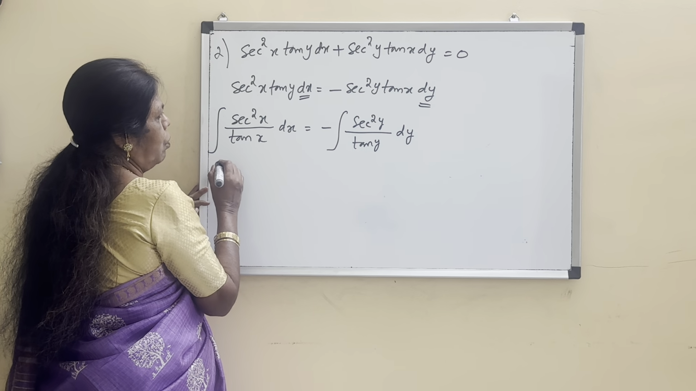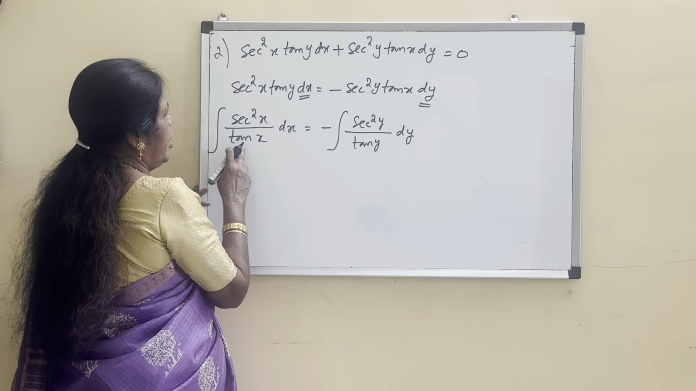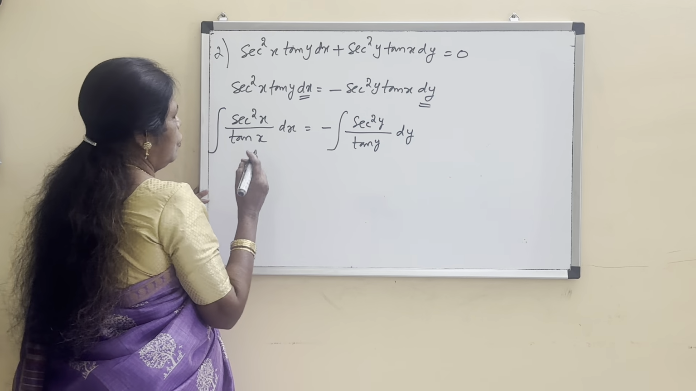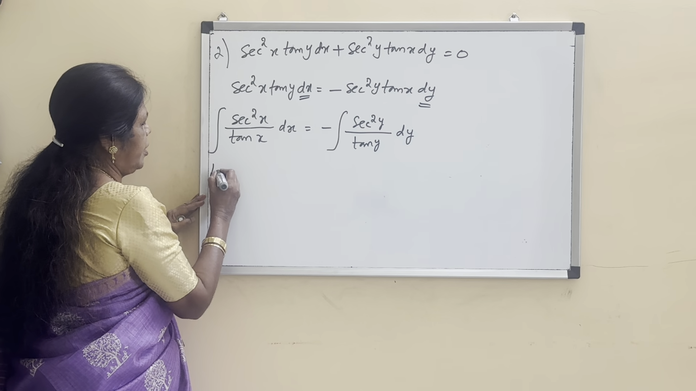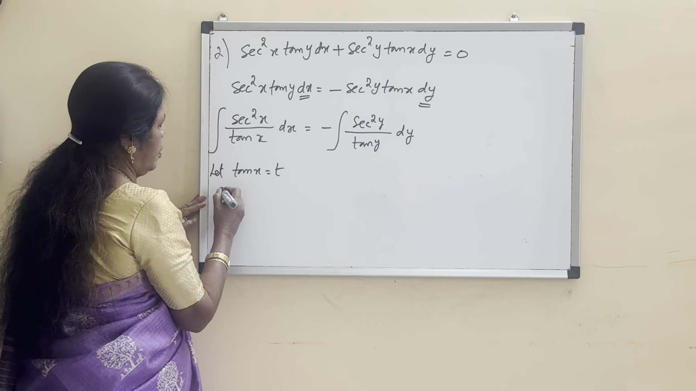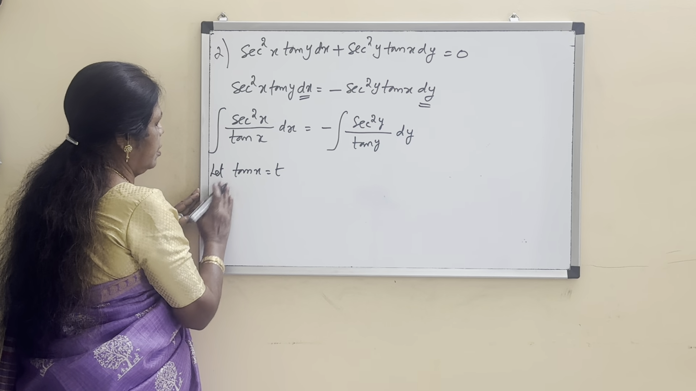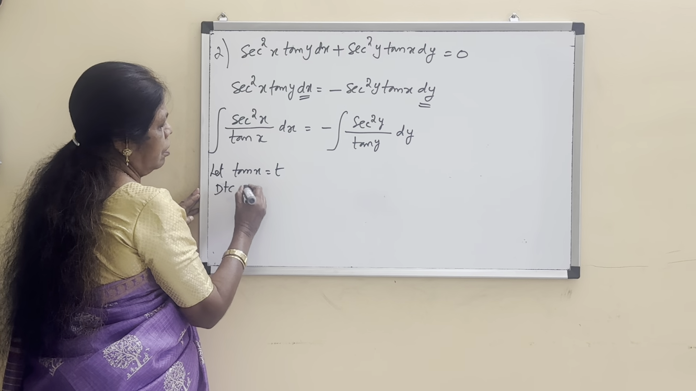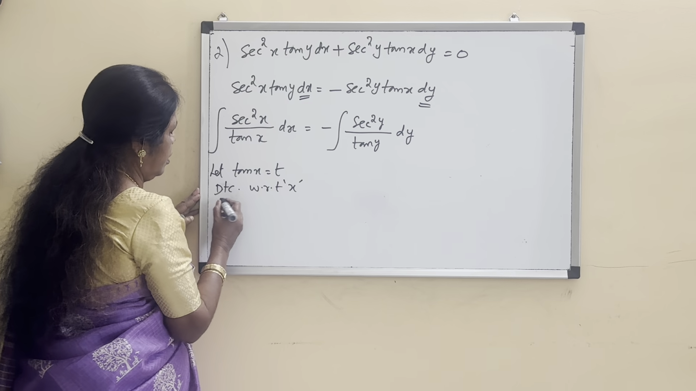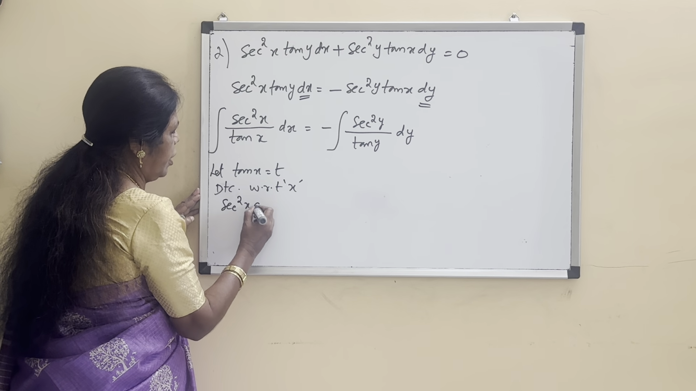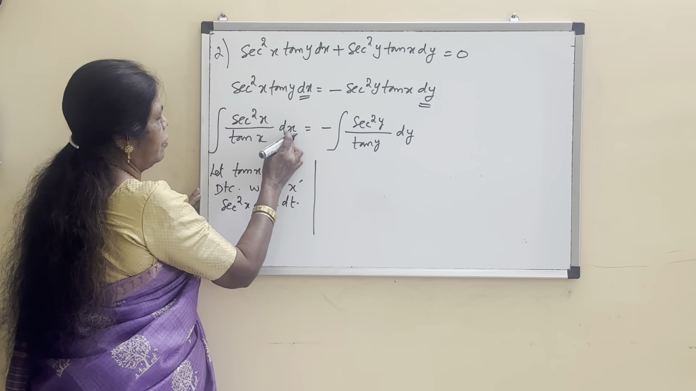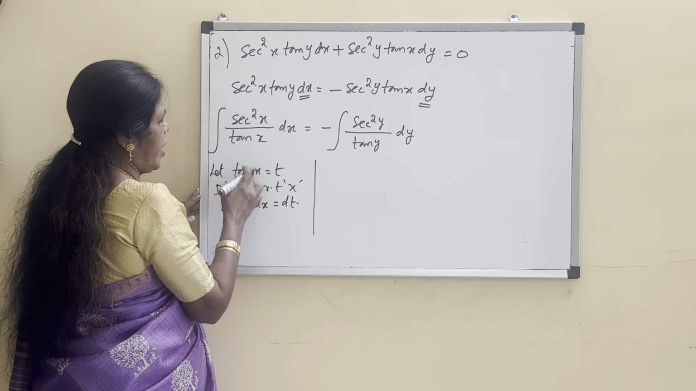Right, we are going for the substitution method, because the differentiation of tan x is secant square x, and the differentiation of tan y is secant square y. So we are going for substitution. Let tan x is equal to t. Next, differentiating with respect to x, which will be secant square x into dx equal to dt. Right, now secant square x dx, we are going to substitute dt, and tan x will be t.